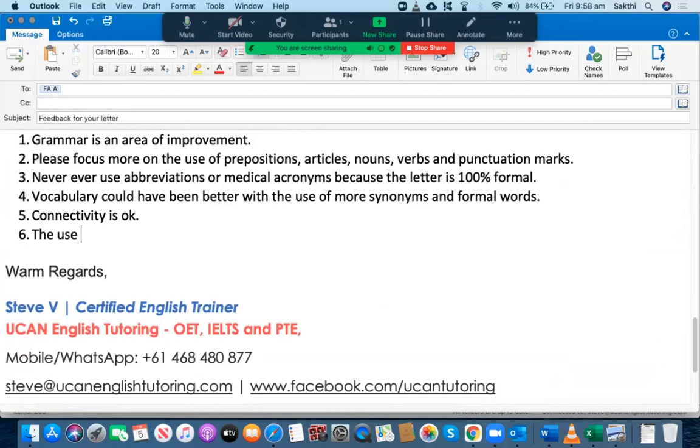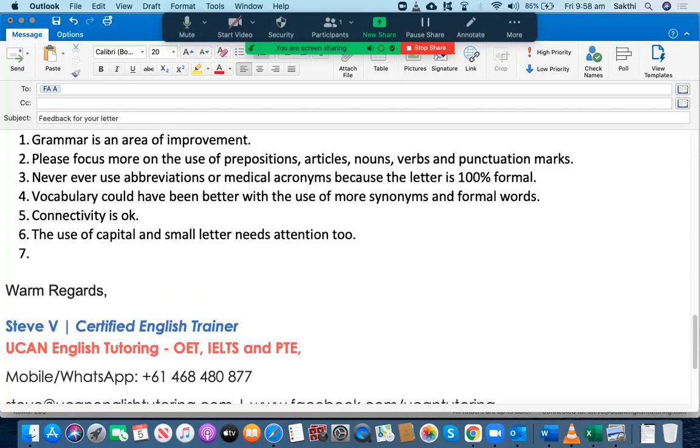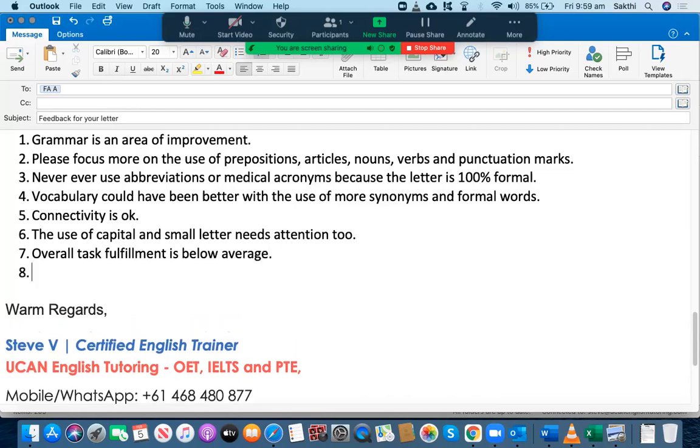The use of capital and small letters needs attention as well. You should know where you need to place the comma, where you need to use the capital letter and where you have to use the small letter. It's really important that you work on this, okay? Overall task fulfillment is below average. It is definitely below average. It's not good. Case notes could have been organized more effectively.